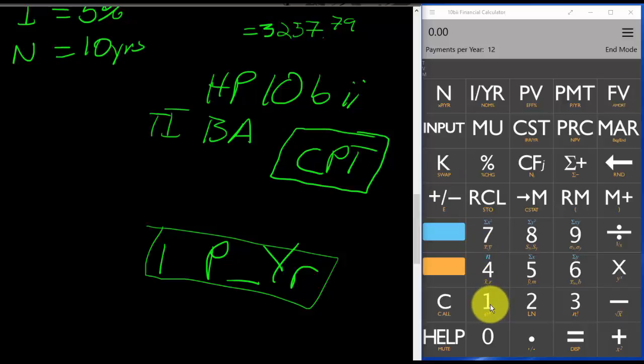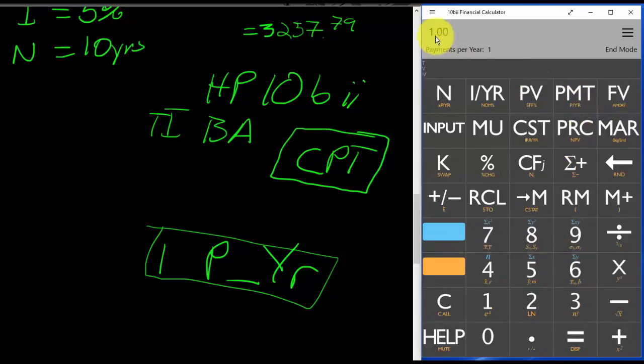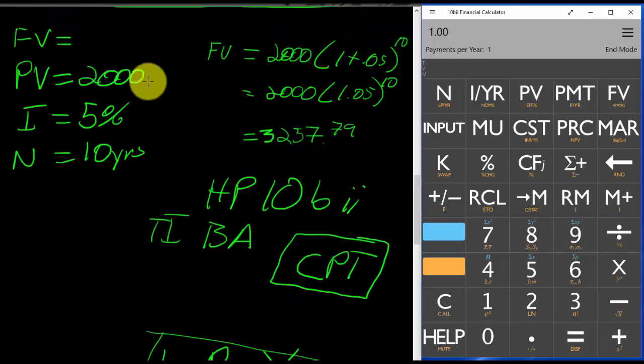On the 10B2, you're going to hit 1, and then you're going to look for this P/YR. The other calculators are going to have P/YR also. It's going to be the very same. It says 1 payment per year. You may have one that says 12, but if you do the process, it should go down to 1 payment per year. I will always teach this class as if all calculators are on 1 payment per year, which means we're going to do the adjustments, not the calculator. That's all that means.